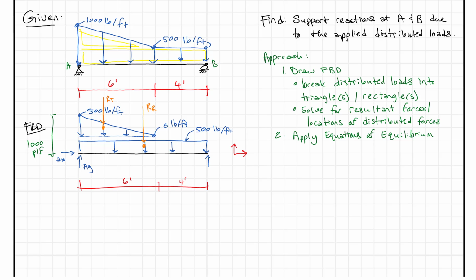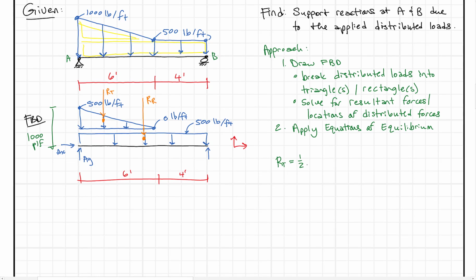So if I solve for the resultant from the triangular load, if you remember, this is essentially the area of this triangle, which gives me the total weight of that load, or snow if you want to call it that. So what we have here is a half times 500 pounds per foot times 6 feet. And when we do that out, 6 times 500 is 3,000, divided by 2, it will be 1,500 pounds.